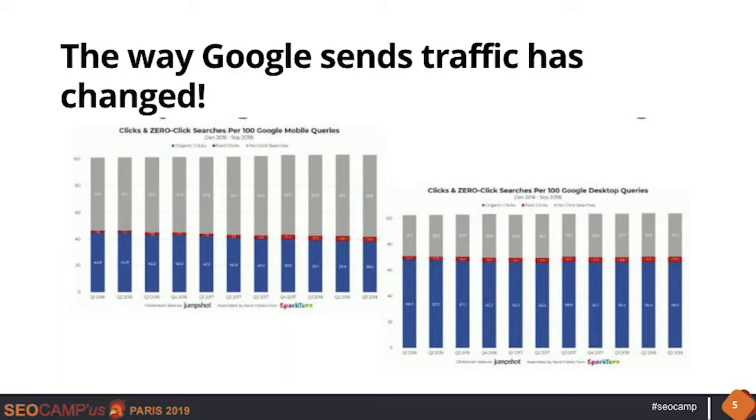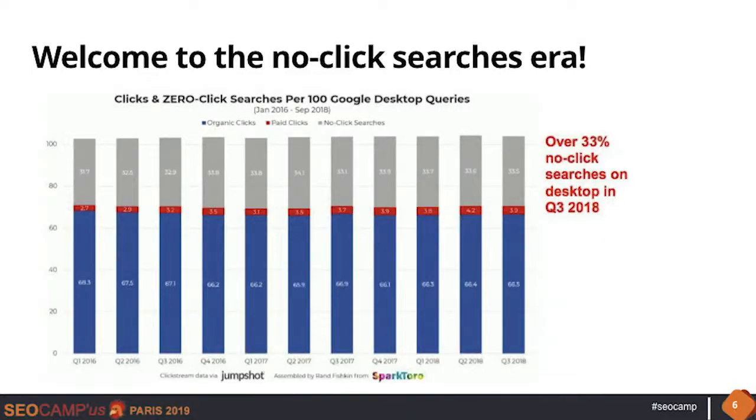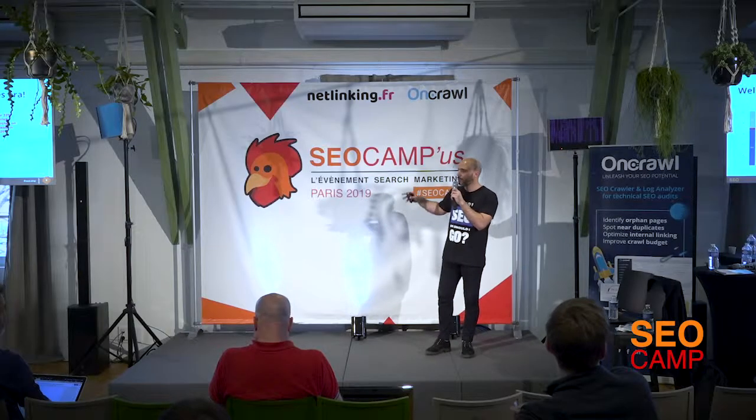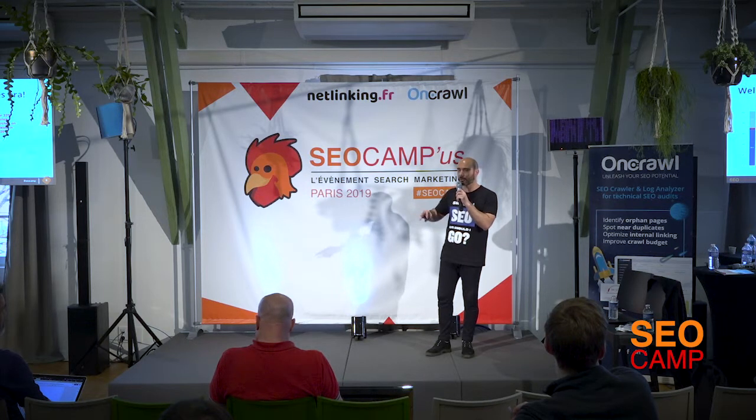We've already seen this today, but just very quickly, the way Google is sending traffic has changed pretty suddenly, especially in the last couple of years. Starting in 2016, the way Google sends traffic to websites has changed a lot, and we can look at it right now. It has changed on desktop and on mobile. On desktop, you can see that almost a third of queries on Google search results pages are not translated into links to our websites, so they're just becoming no-click searches.